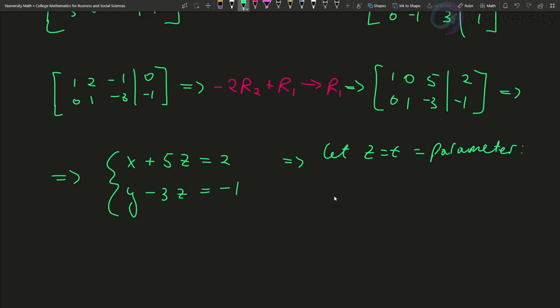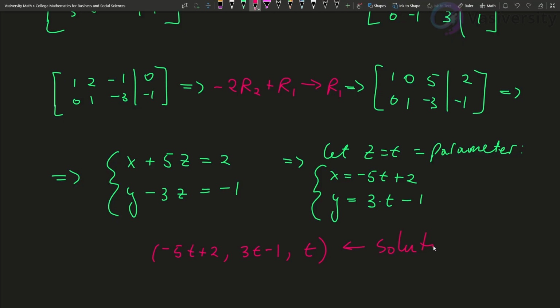Then we're going to have that y is equal to 3t minus 1, and x is going to be equal to -5t plus 2. Okay, and that's going to be our solution. So t, we have infinitely many solutions, right? As we choose t, we can have more and more solutions. Here we would write it down as follows: x would be -5t plus 2, comma, 3t minus 1, comma, t. That would be our solution to the system.